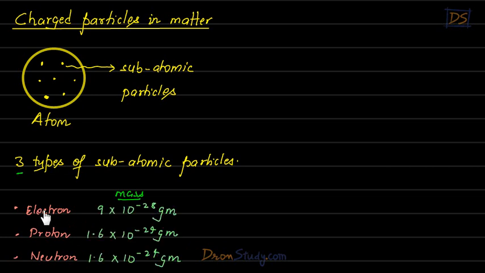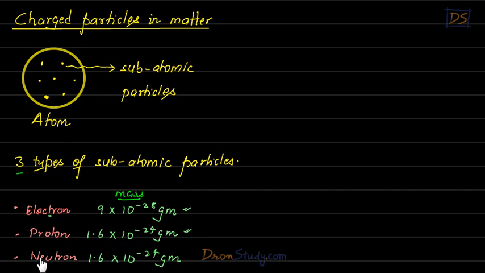So you can see that mass of an electron is 9 into 10 to the power minus 28 gram. So this is mass of one electron. And you can see, students, it is very small because 10 to the power minus 28 gram. Mass of proton is 1.6 into 10 to the power minus 24 gram. This is also very small if you see, students. But clearly you can understand that mass of proton is higher than the mass of electron, isn't it? This mass is higher than this mass, right?